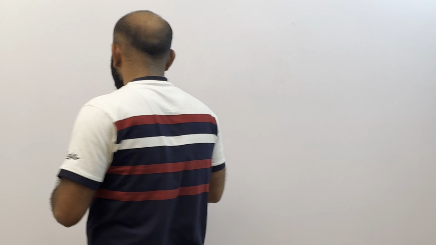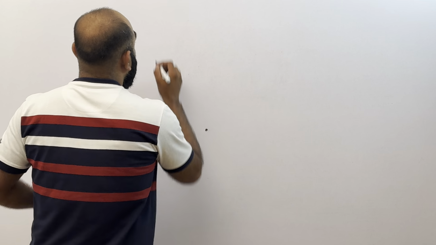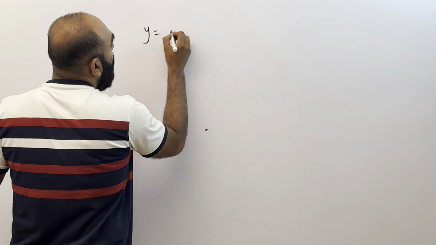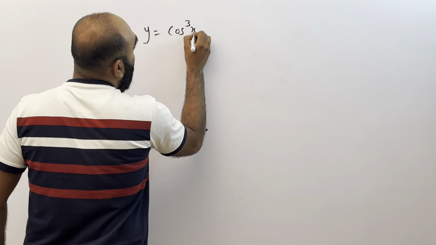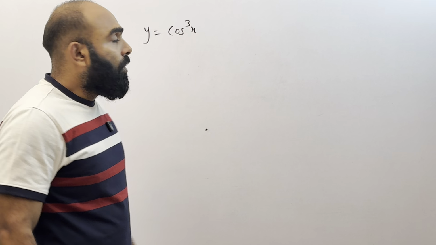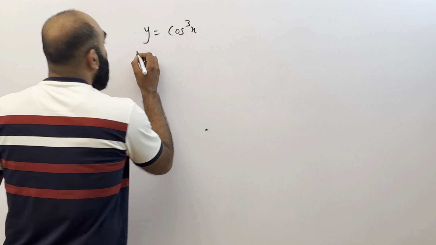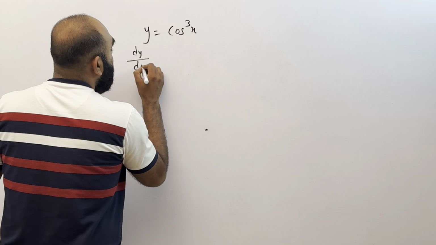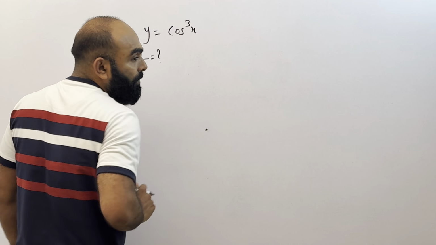So the first question was y is equal to cos to the power 3x. This was the question I gave you as homework. Y is equal to cos to the power 3x, and they are interested in finding dy by dx. What will be the dy by dx?